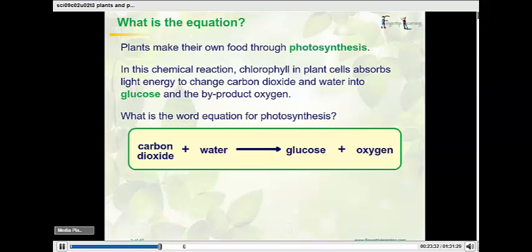Carbon dioxide plus water gives us glucose and oxygen. And what will go on the arrow mark? We need to write chlorophyll and sunlight on the arrow mark. That's very essential, only then we know that they go in the reaction. Light energy or sunlight and chlorophyll.